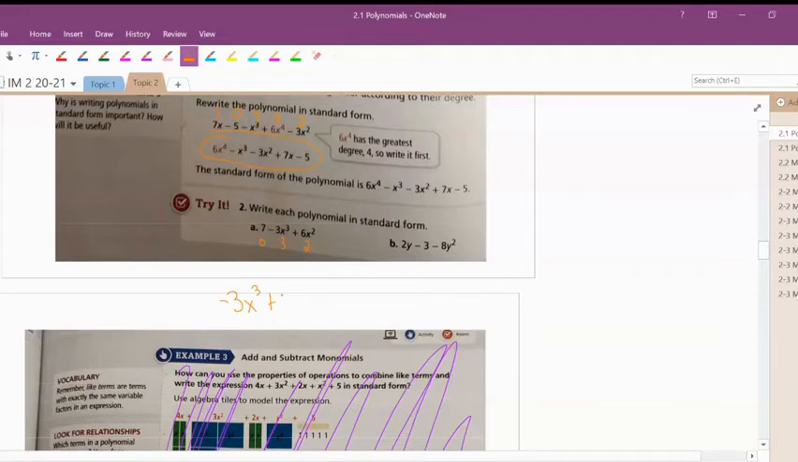Similarly, letter B, we have a degree of 1, 0, and 2. So the 2 goes first. Remember to bring the negative with it. Then 2y, and then minus 3. That's in standard form, just reordering it. Nothing too crazy.